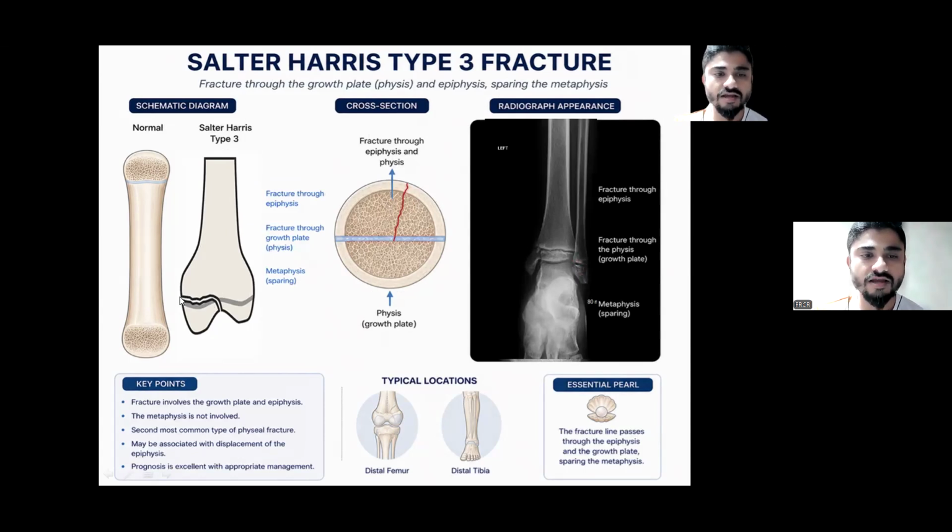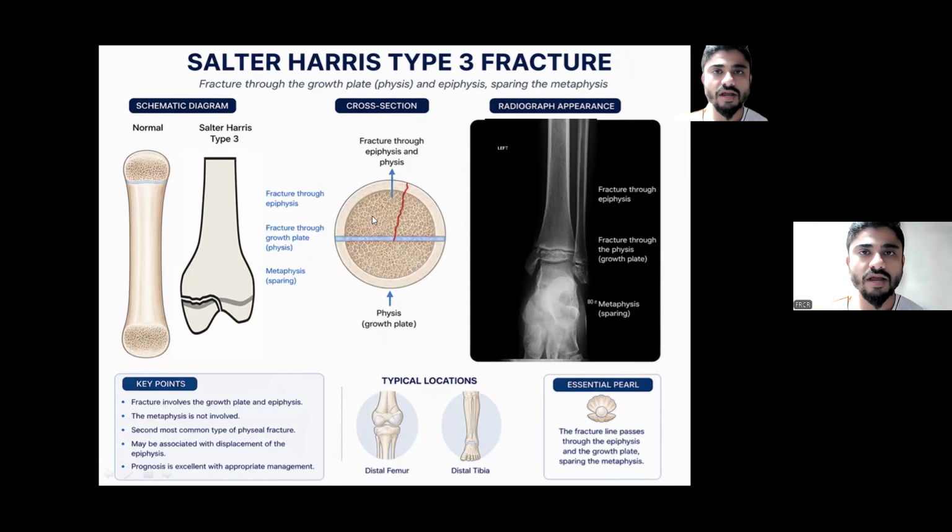This is the fracture line running across the growth plate and then extending into the epiphysis. This is how a Salter-Harris type 3 fracture will look. If you see, the fracture line is running across the growth plate and there is extension into the adjacent epiphysis. So this is a Salter-Harris type 3 fracture.